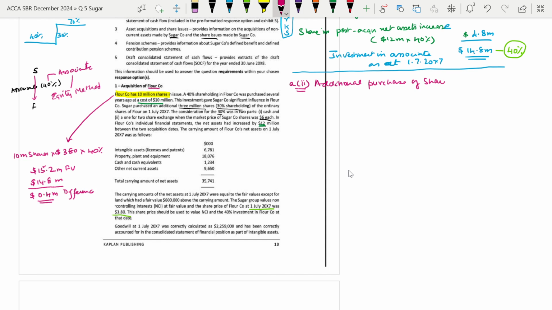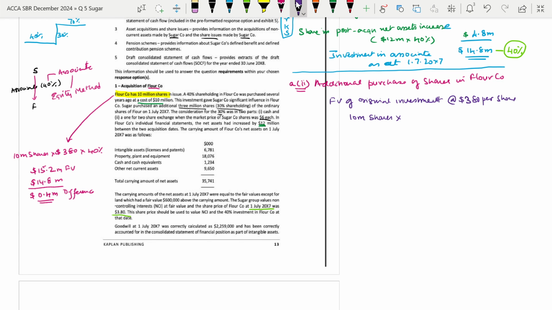Now, additional purchase of shares. We have to explain and write. First, you can do the calculation or write the things. Better to do the calculation, then it will be easy for us to write. Fair value of original investment at the rate of 3.8 per share.